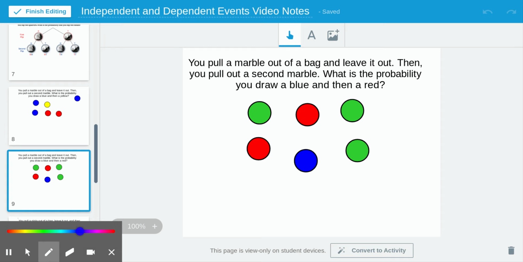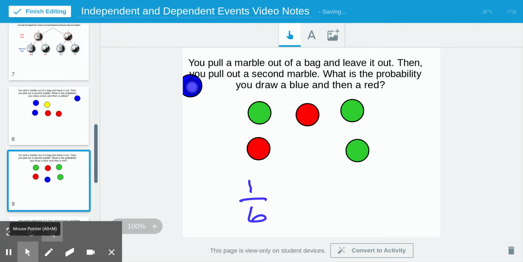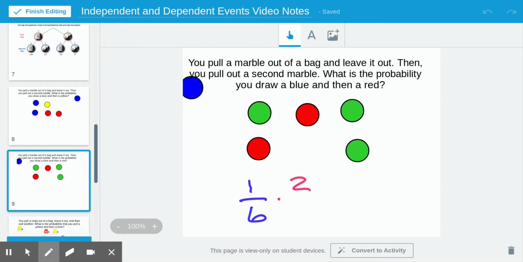So the probability that we get blue is going to be 1 out of 6. And then we're going to pretend like we got blue, we took it out of the bag, and now the probability of getting red would be 2 out of 5. So we'll multiply those numbers together. 1 times 2 would be 2. 6 times 5 would be 30. So our probability that we get blue and then red would be 1/15.